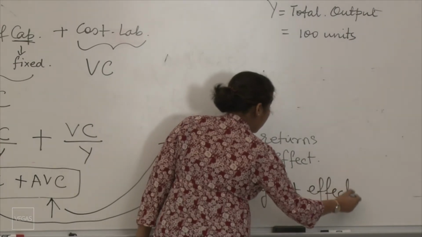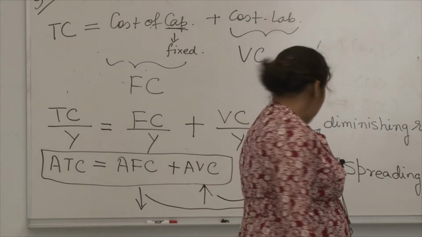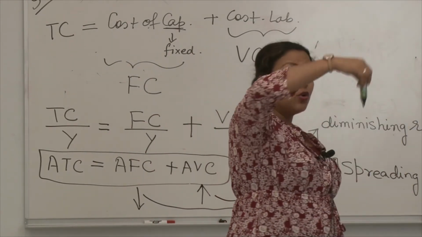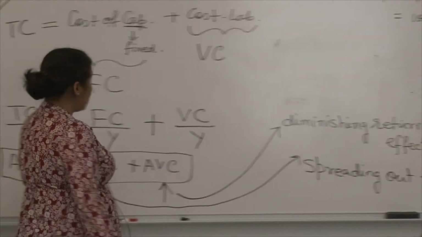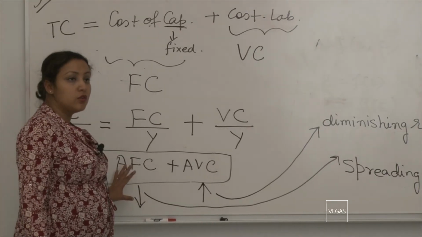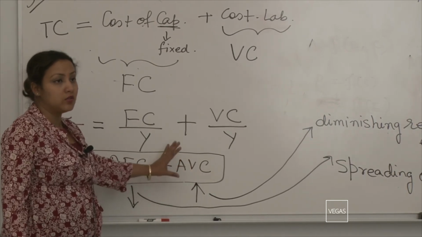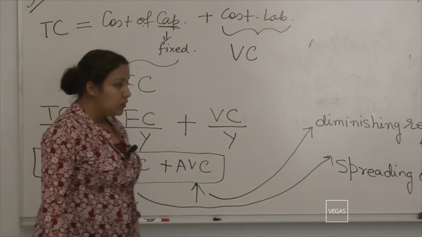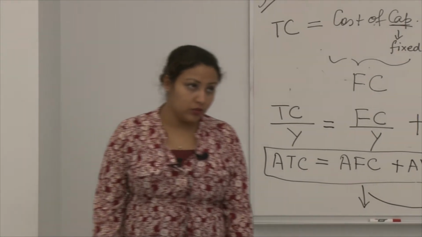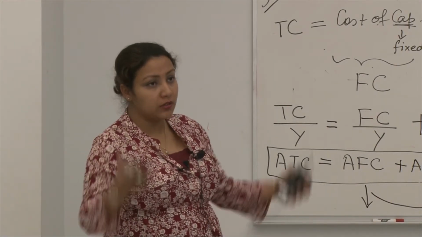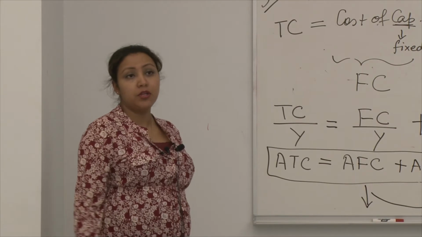Please note that these two effects can never be in the same direction. The AFC going down, only the decrease in AFC as Y increases, that part is called the spreading out effect. And the increase in AVC as Y increases is called the diminishing returns effect. And these two effects can never be in the same direction. They will always be in opposite directions. That means while the spreading out effect is causing a decrease, the diminishing returns effect is causing an increase. They can never be in the same direction.